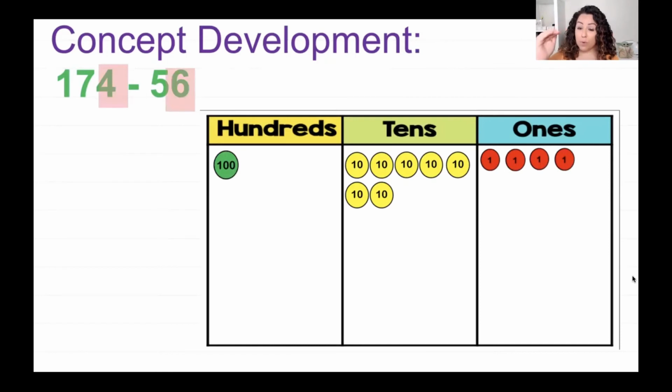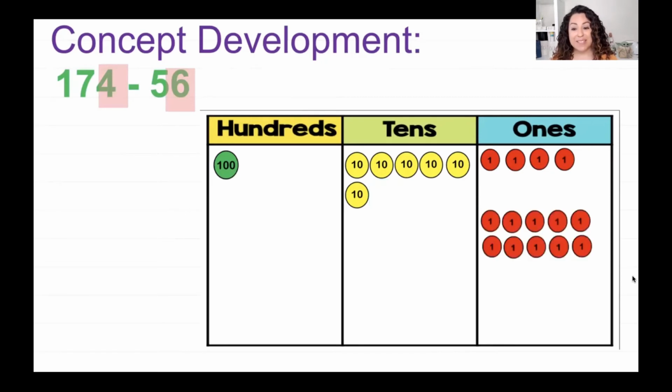I have 4 ones and I'm going to need to take away 6. Do I have enough ones to do that? No. So what am I going to have to do? I have to unbundle a 10. So let's go ahead and get that 10 and move it on over, and we're going to unbundle it. So now I have 14 ones. Do I have enough to take away 6? I do. So how many am I left with? I'm left with 8 ones.